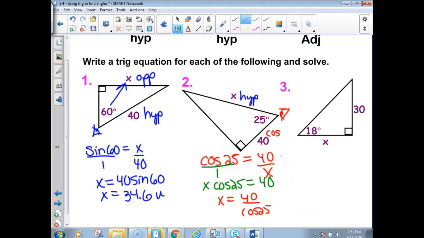Is it telling us to round to anything in the directions? All right, then let's go to the nearest tenth. Whenever in doubt, go to the nearest tenth.